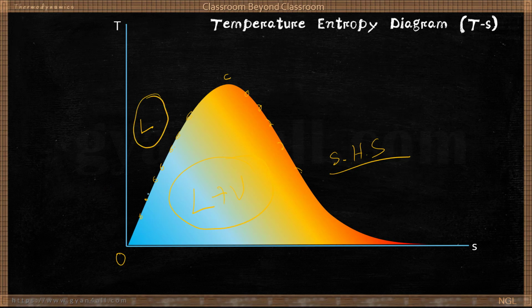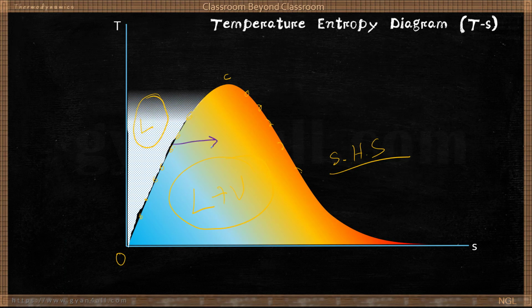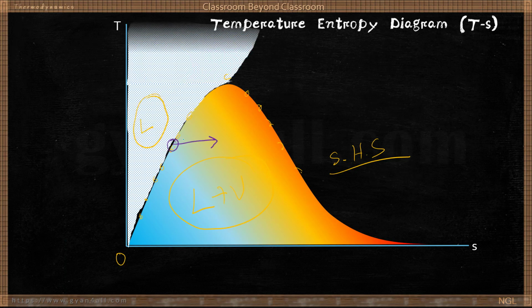From this point to this point, if you go towards the right side, at this point it is 100% liquid, and at this point it is 100% steam. So liquid keeps on transforming to the vapor phase. That is called the phase transformation.